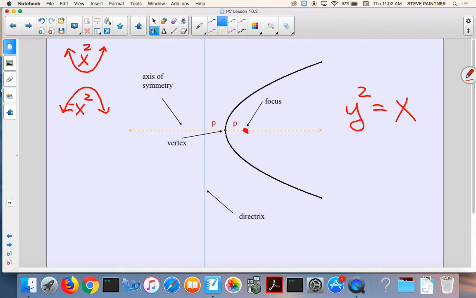Notice again, the parabola is pointing right. This point right there is known as the focus. This is the directrix right here, this line. Okay.